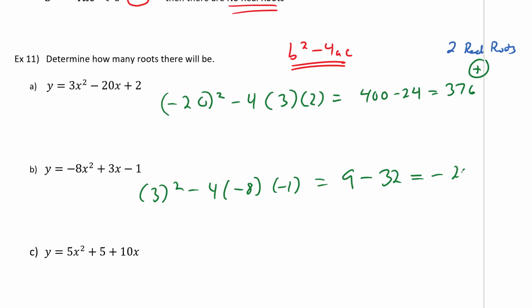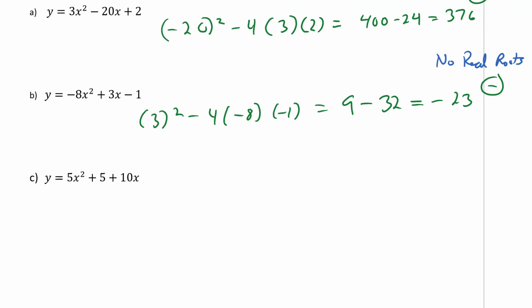It equals minus 23. Again, it doesn't matter the number. All that matters is whether or not it's positive, negative, or 0. So it's a negative. Therefore, there are no real roots. We'd be taking the square root of a negative number.